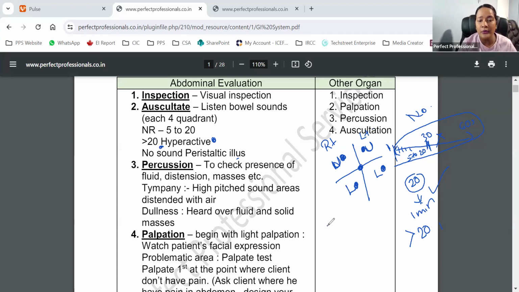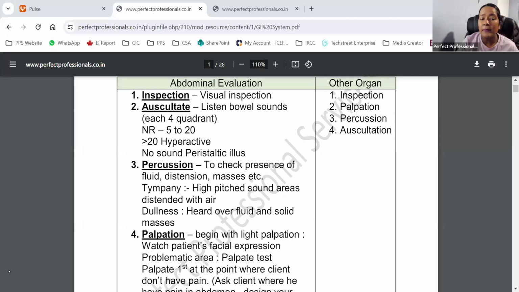So you have to listen for the whole 60 seconds. Sometimes in the first 20 seconds you will not have anything, and afterwards you have all 18 bowel sounds. You may have 15 bowel sounds. That's completely normal. So we have to listen completely, placing the stethoscope on all 4 quadrants. How many are normal? Up to 20. If it is more than 20, it is hyperactive. If there is nothing, it's an ileus. Now next, what are you going to do?